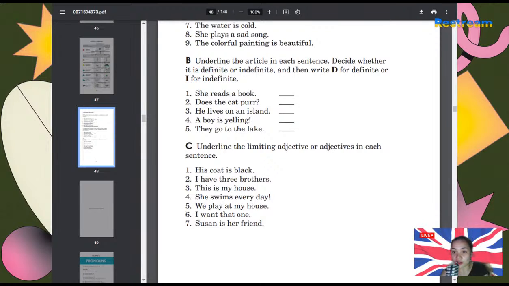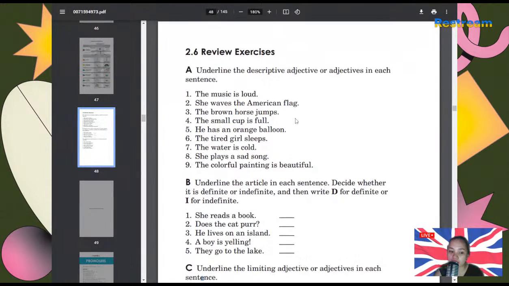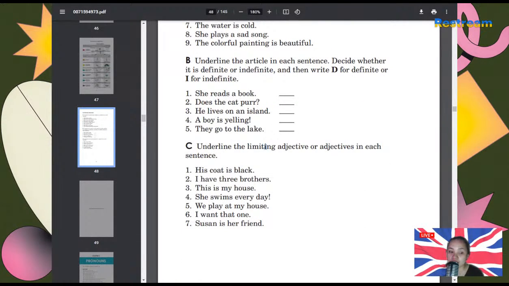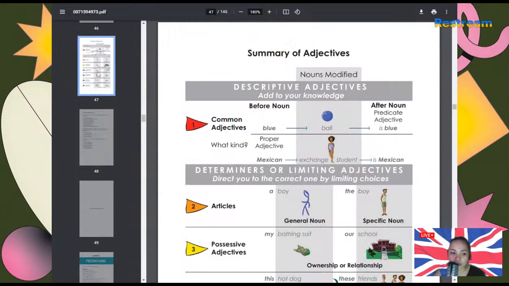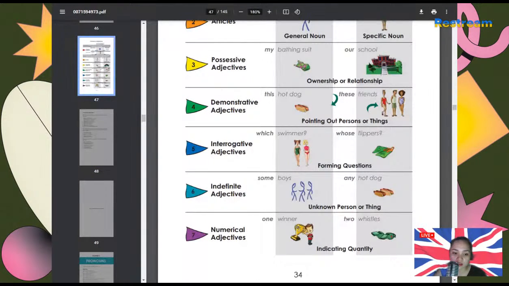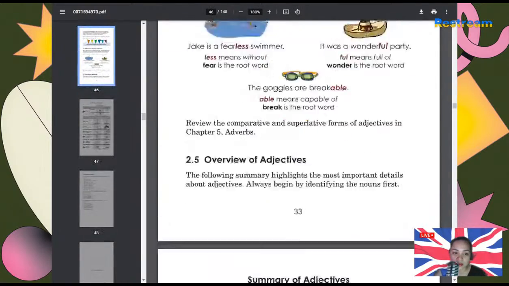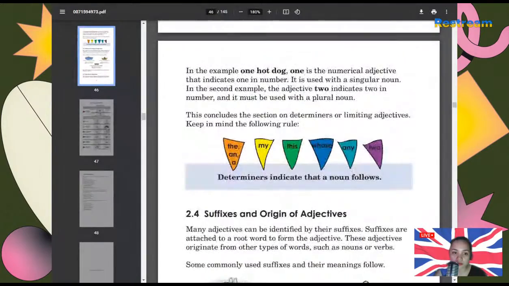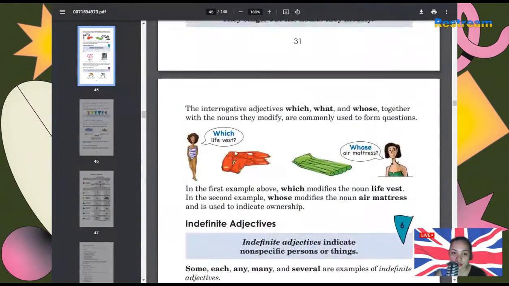So if it's an indefinite or definite article. Okay, so for the last test, we have the letter C, the test C. Test C is: underline the limiting adjective or adjectives in each sentence. Okay, so if test A is where you identify the descriptive adjective, now let's go to the limiting adjective. So let's go back. What is a limiting adjective again? Where is it?